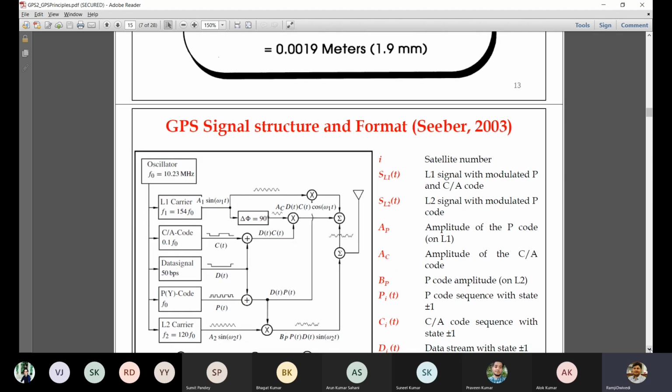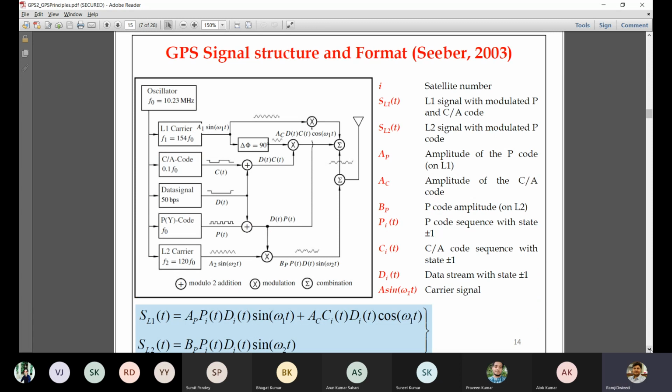So when we say that it is 1.9 mm or 2.4 mm, and when we say the GPS is giving us millimeter level precision, it is in fact the carrier waves that are helping us in achieving the millimeter level precision. Okay, it is not the codes, it is the carrier waves which are helping us.